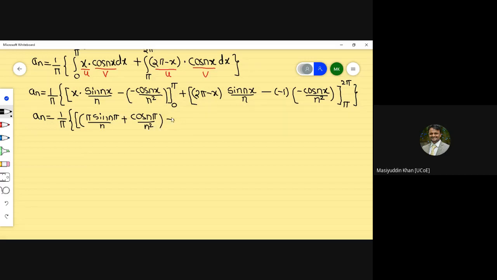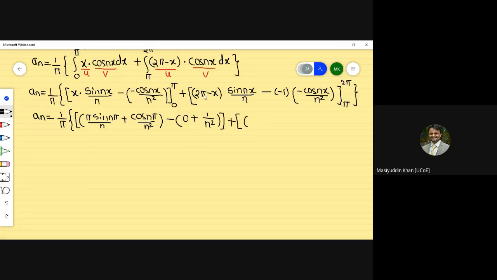We have to apply the lower limit, which is 0. So 0 into anything will become 0. Minus minus plus, and cos 0 is equal to 1. You can just put it in a calculator and observe that cos 0 is equal to 1. So minus minus plus, so 1 by n square you will get. So this is the first part, upper limit minus lower limit. Now moving to the second part, substituting here.